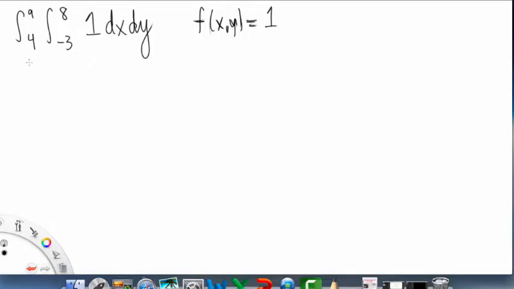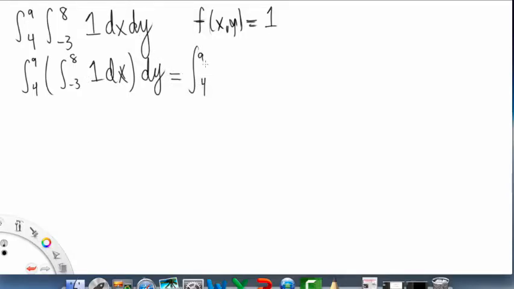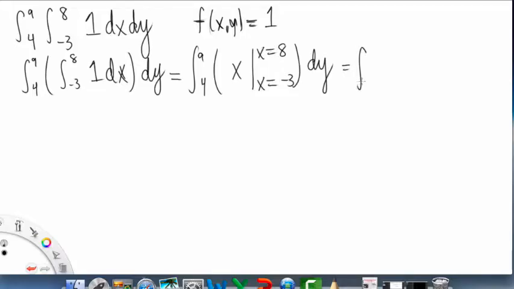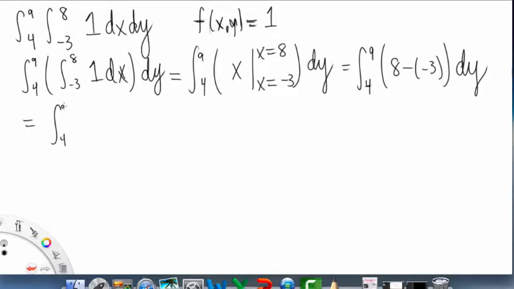Okay, so basically, we're going to split this up using our parentheses, right? So we're going to do the inner integral first, and then the outer one. So for the inner one, from 9 to 4, that's just going to be x, and this is from x equals negative 3 to x equals 8, and then dy just stays out there. So this becomes from 4 to 9, and then we have an 8 minus a negative 3, and then dy is there. Then we get 4 to 9, and this turns into 11 dy.